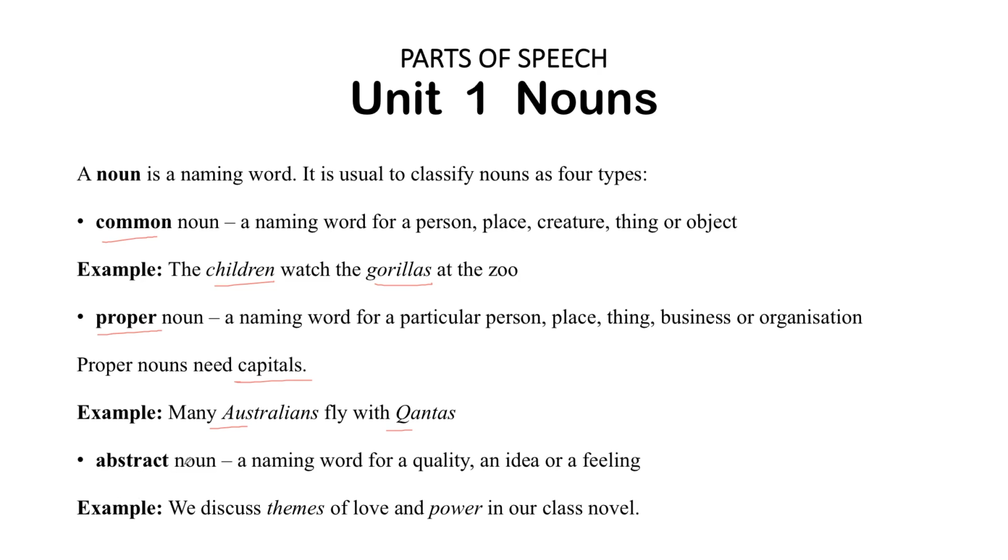In our next type, abstract nouns. These are naming words for a quality, an idea or a feeling. And the example sentence is, we discuss themes of love and power in our class novel. Both of these are abstract notions, so they're not something that you can touch, they are not concrete, which is why we call them abstract nouns.